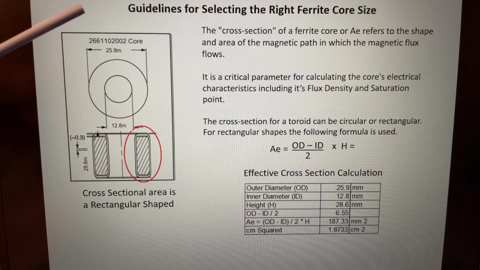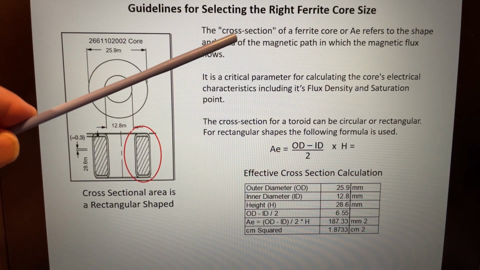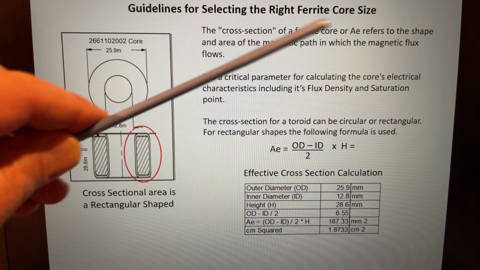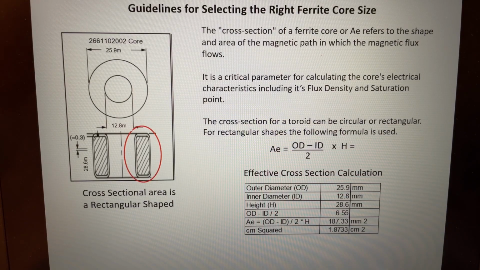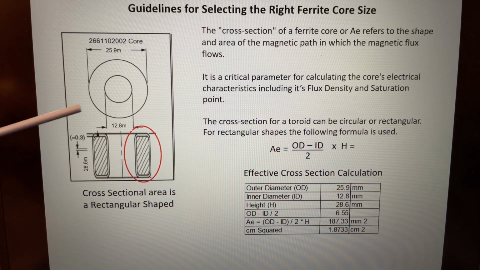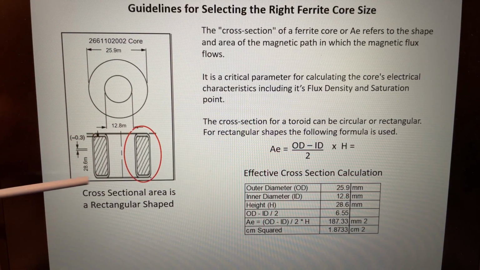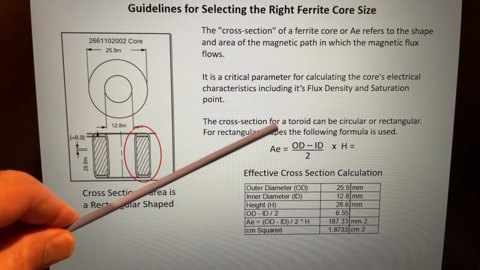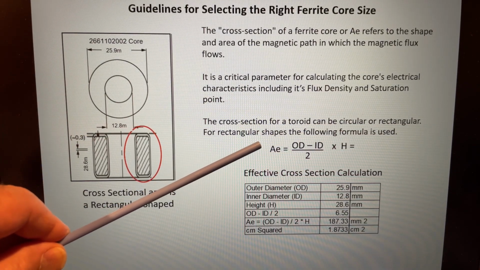So we need to understand what the cross-sectional area of the ferrite material is. We typically call that AE. And there's, of course, different shapes of ferrites. We have a toroid like this one. We have ferrite rods. Okay, so you're going to have different shapes to consider. In this case, the ferrite core that I showed in my transformer approximates to be a rectangle. And this is the cross-sectional area for a rectangle.